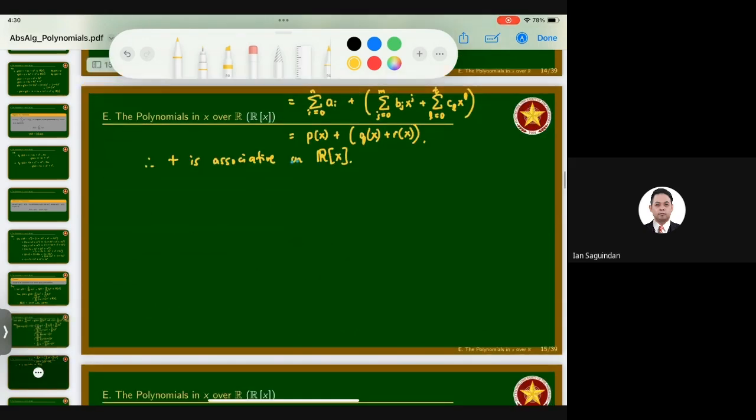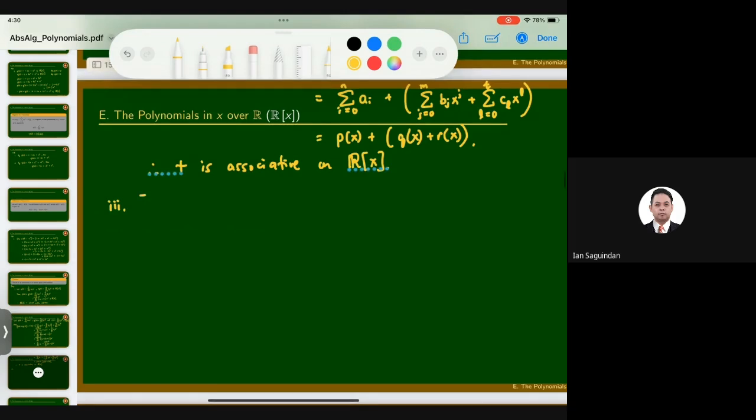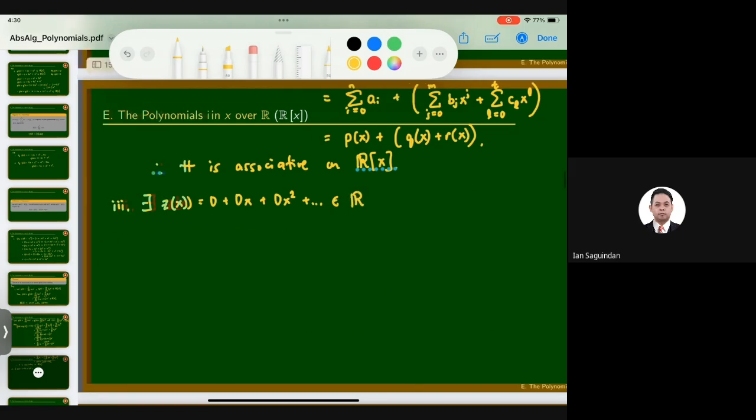Okay, third one. What will be the additive identity polynomial? So apparently I believe everyone has an idea. We will be taking the zero polynomial. So we can have the zero polynomial, which is of the form 0 plus 0x plus 0x squared, and so on and so forth. Okay, what's the purpose of that?